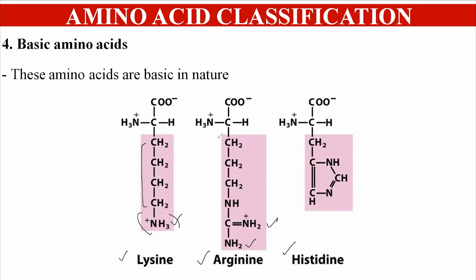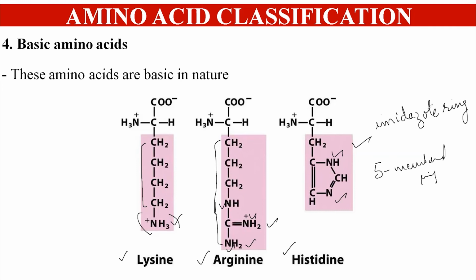And in case of arginine, you can see that it is having a configuration like this, where we have some carbons and nitrogens also present in excess. And if we talk about the histidine, it is having a cyclic kind of structure with the nitrogens present in it. Now, if we talk about histidine, it is having this ring, which is basically a 5-membered ring, right? And this 5-membered ring is called as the imidazole ring. So always remember that histidine is having an imidazole ring, right? Okay. Let's move on now.